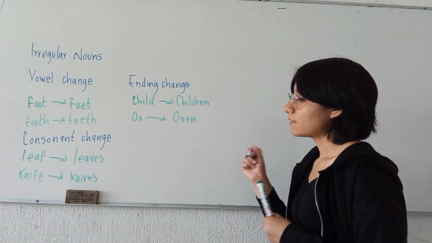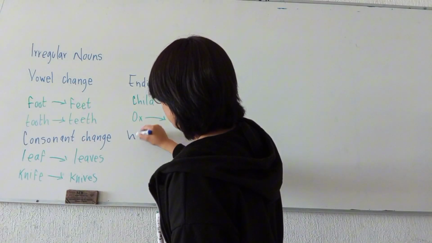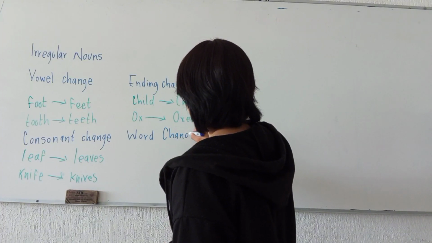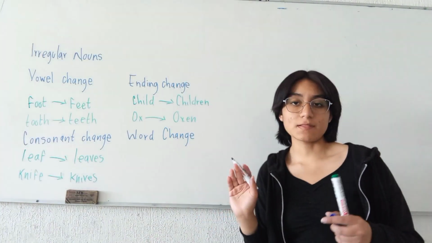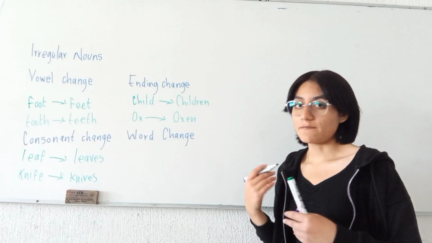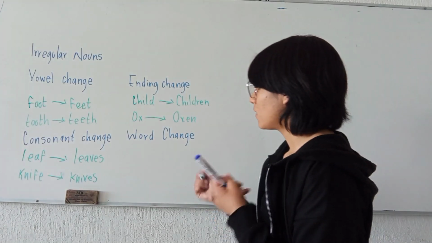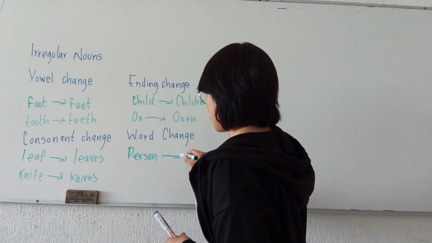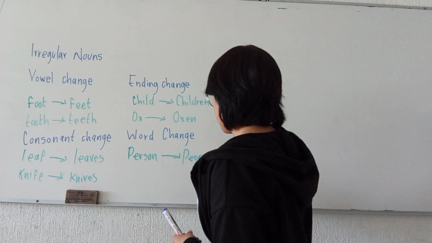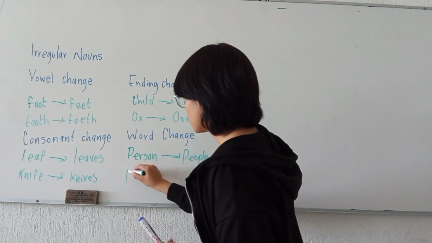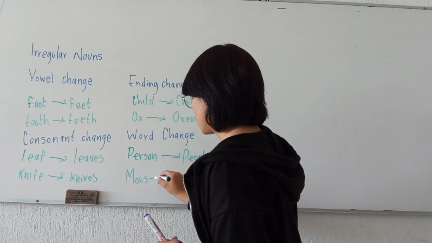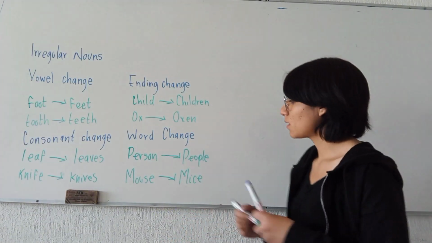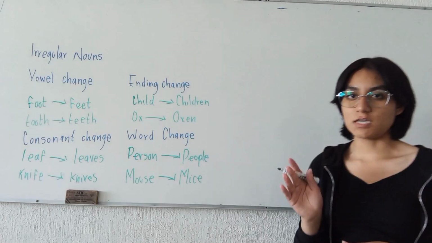Then we have the word change. In this case, the word completely changes. If it is singular or plural, it's going to be a different word. For example, person for singular and people for plural, or mouse for singular and mice for plural.